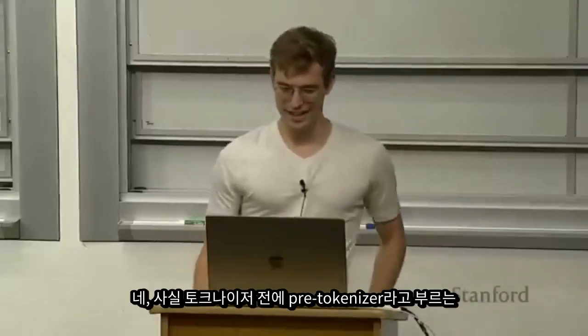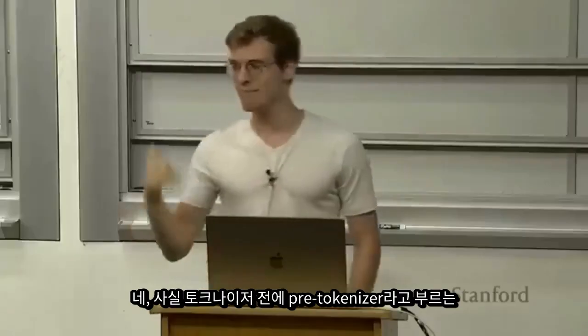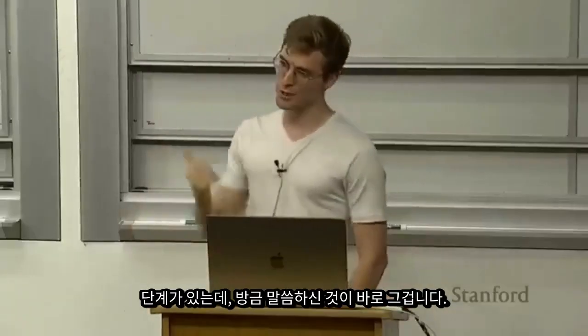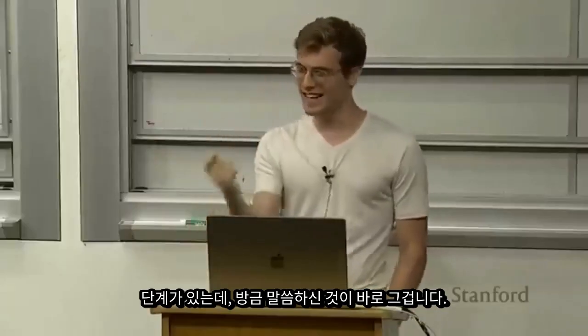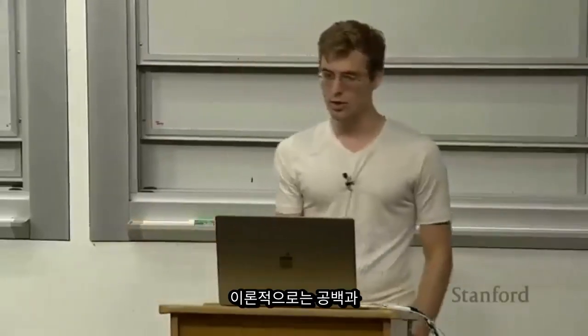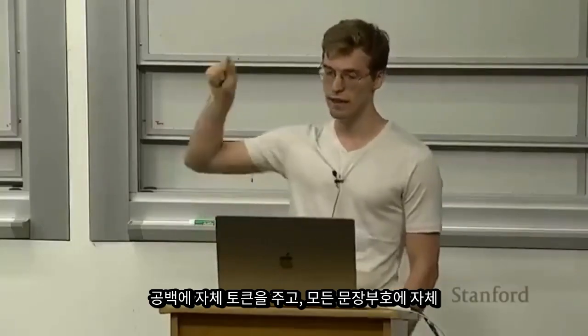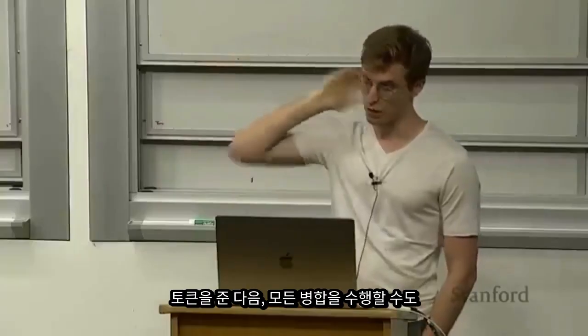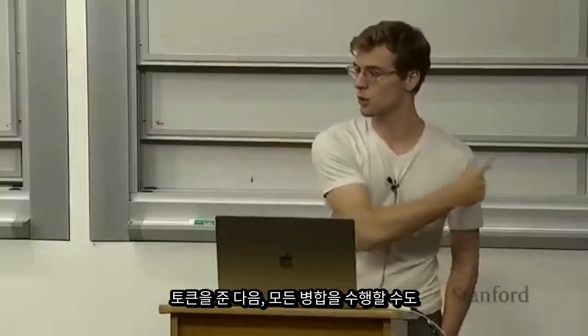Any question on that? Yeah. How do you deal with spaces and how do you deal with punctuations? Yeah, so actually there's a step before tokenizers, which is what we call pre-tokenizers, which is exactly what you just said. In theory, there's no reason to deal with spaces and punctuation separately. You could just say every space gets its own token, every punctuation gets its own token, and you could just do all the merging.